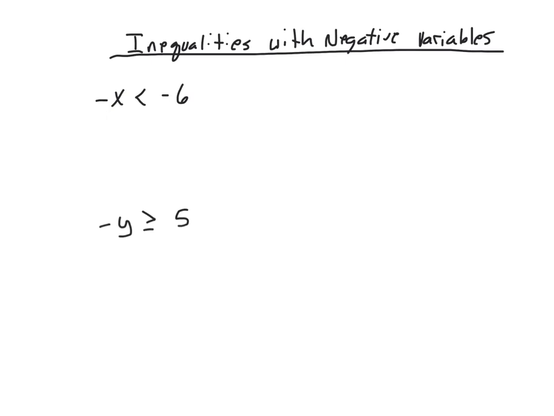Hey, this is Mr. Soy, and I just want to go through something that's confused a few students on the homework, and it's something that's really good to go through. And that is, what do I do with an inequality that I need to graph on a number line when I have a negative variable?